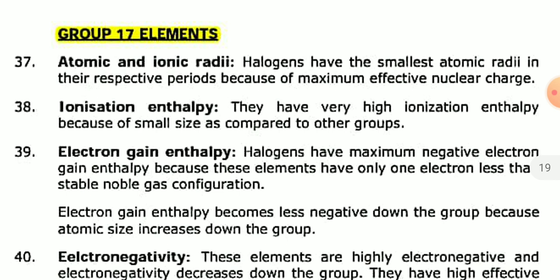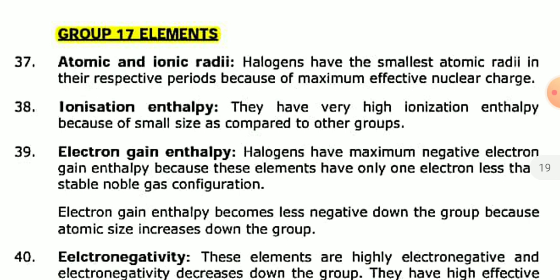In the first video on P block elements, I discussed group 15 and 16 elements, and in this video, I am going to discuss group 17 and group 18 elements. First, see group 17 elements. The elements are fluorine, chlorine, bromine, iodine, and astatine.